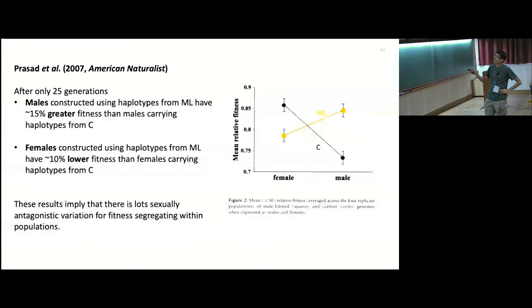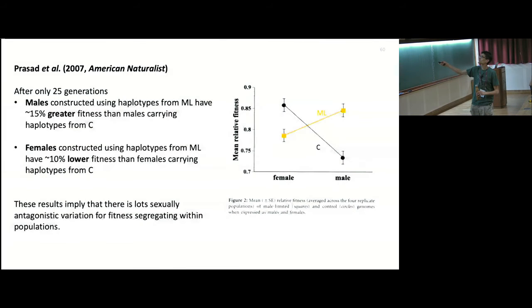So in this orangey color is the fitness of males made with those male-limited selected haplotypes compared to haplotypes made from the control populations. And you can see you get better males. So that's a 15% increase in fitness, which is quite a large increase in fitness. And you get the opposite for females. So the haplotypes that you selected to make better males, the consequence was making worse females. So again, you wouldn't expect this if selection was concordant, but you would expect this if there's a bunch of sexually antagonistic variation that's contributing to this response.